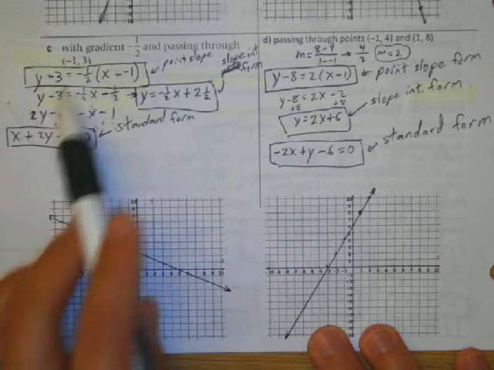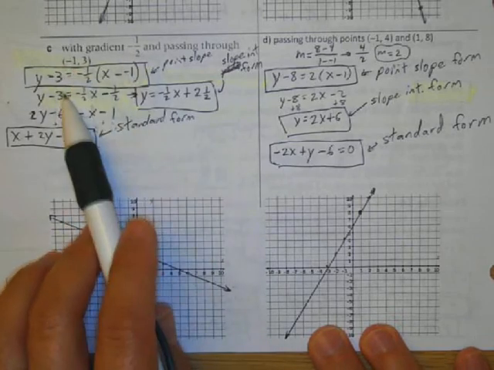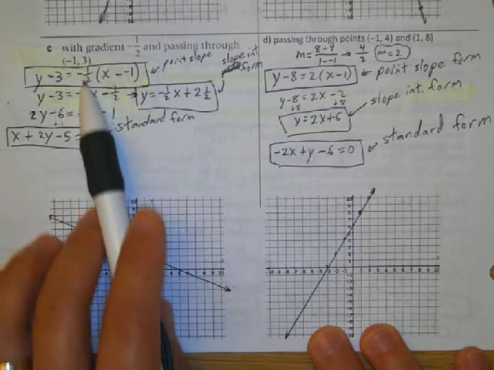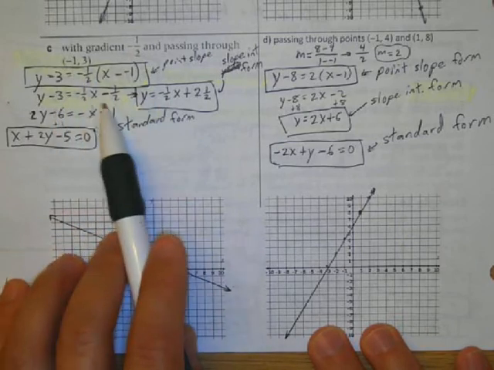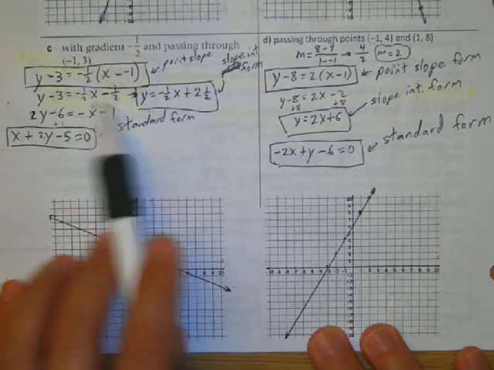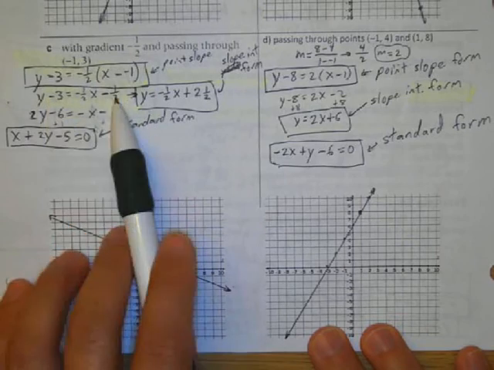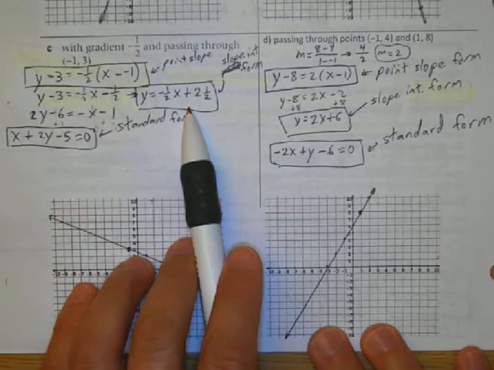Okay, they gave me a slope, they gave me a point, put it in slope-intercept form. Okay, distributive property with the 1/2, and I get this. And if I add 3 on both sides, I get this, and there's my slope-intercept form.